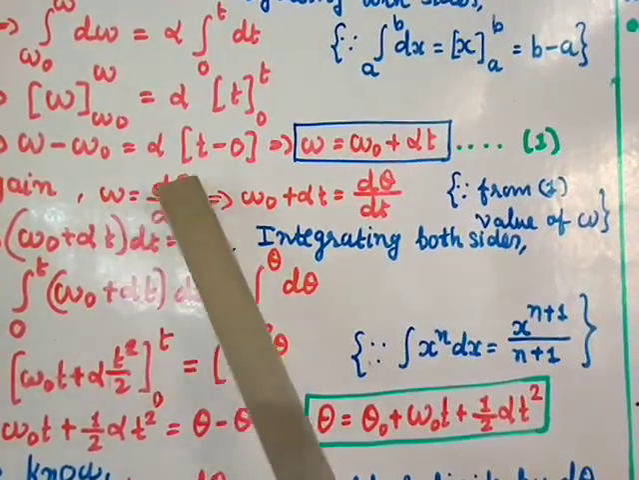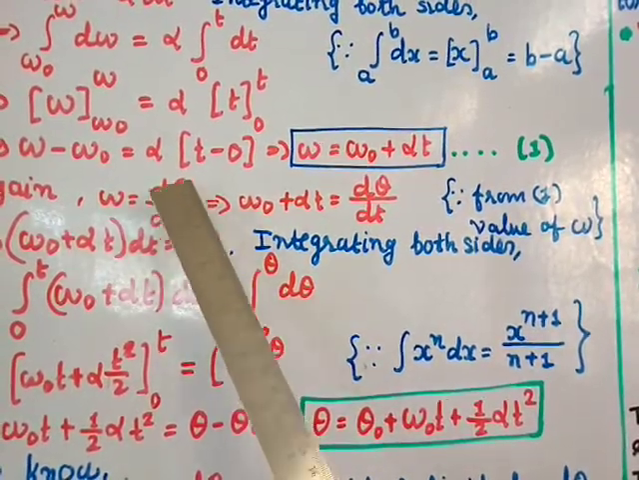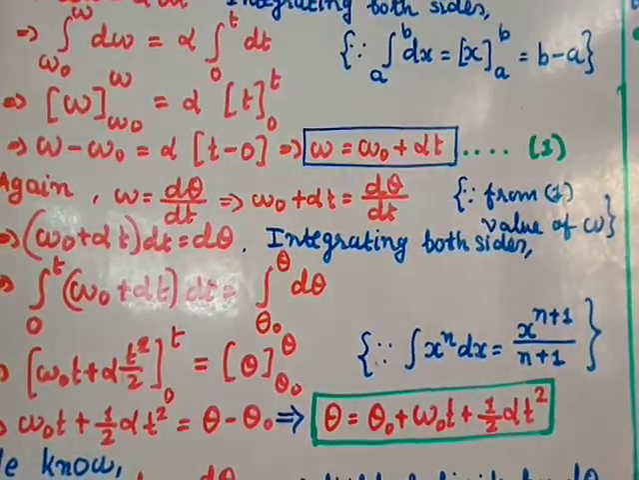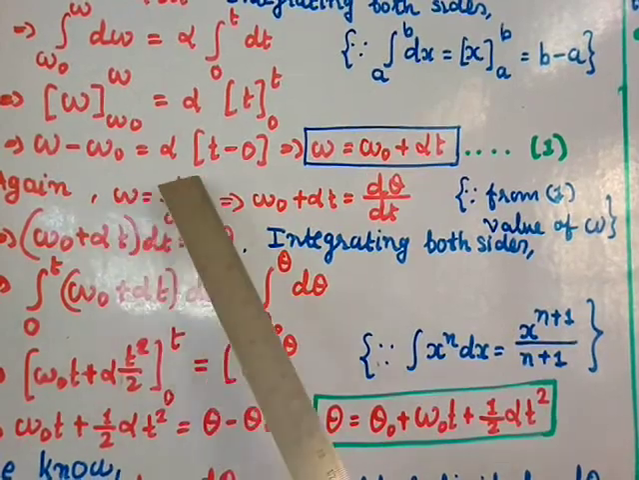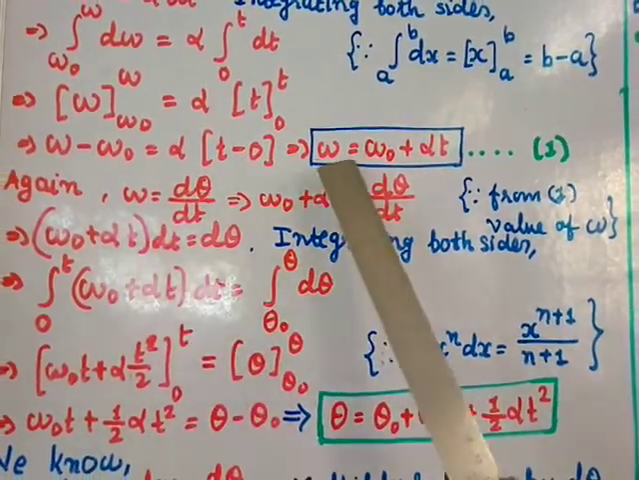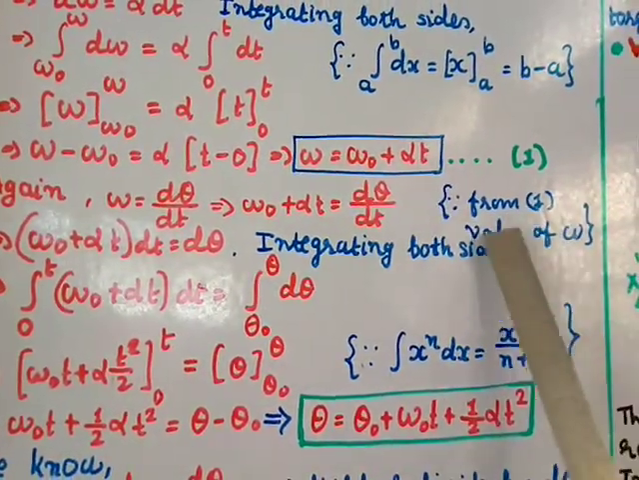Again, omega is equal to d theta by dt. Change in angular displacement will give you angular velocity. So omega is equal to d theta by dt. Now the omega value we can place from equation 1, from equation 1 the value of omega.